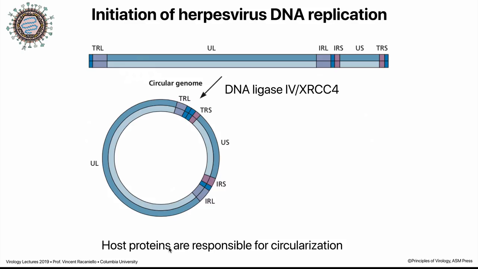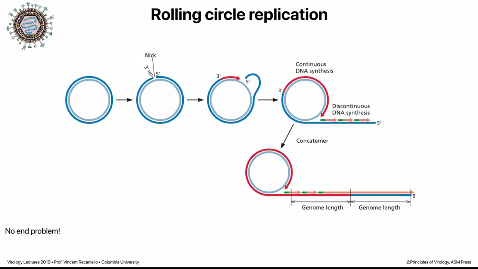So I guess you can imagine already how the end problem is solved, right? In adenovirus, we just saw it's solved because you use a primer that is a protein. So when it's removed, you're not losing any sequence. Here, it's a circle, just like SV40. So what is rolling circle replication? It's just as the name says.